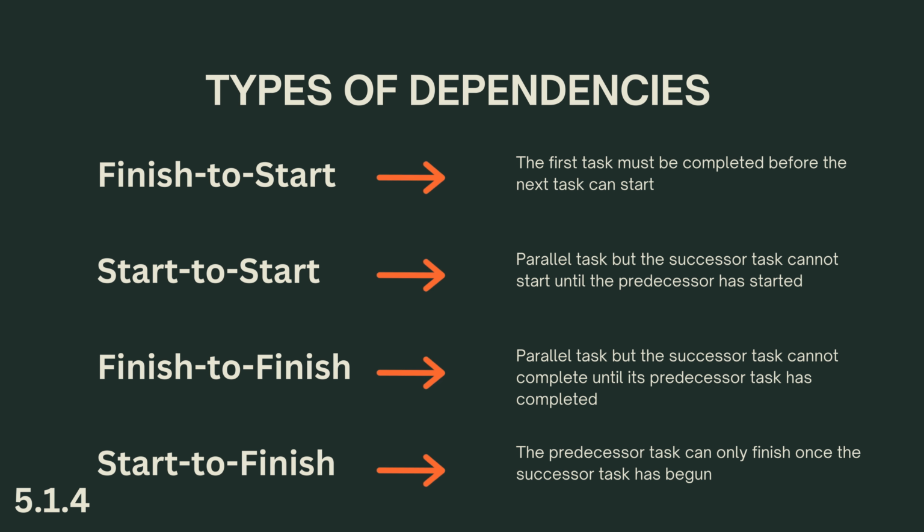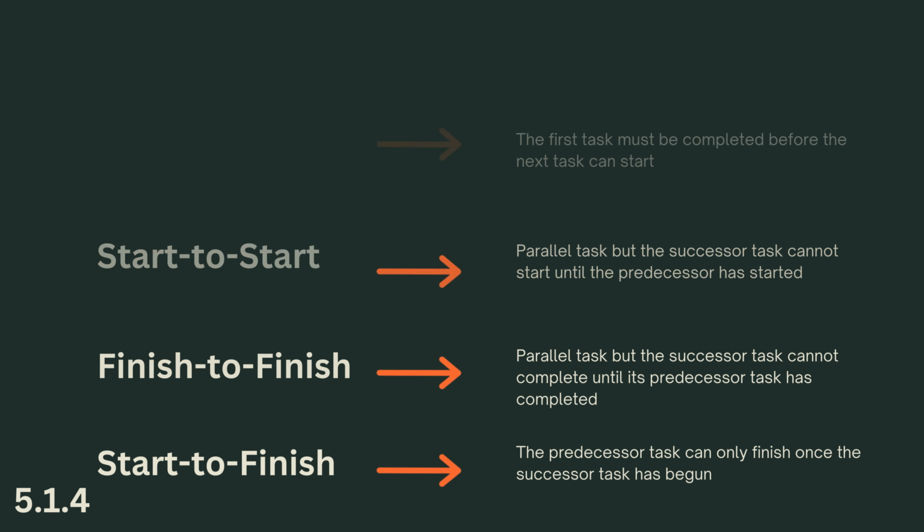Start to finish, STF. This is the least common type of dependency. Here, the predecessor task can only finish once the successor task has begun. An example would be the installation of a new software program to replace an out-of-date system. While the new software is being installed, configured, and tested, the old system still has to function to enable the business to continue with its day-to-day activities. The old system cannot be deactivated or removed until the new system is up, working, and ready to function.